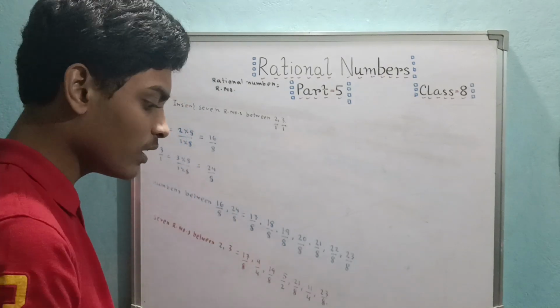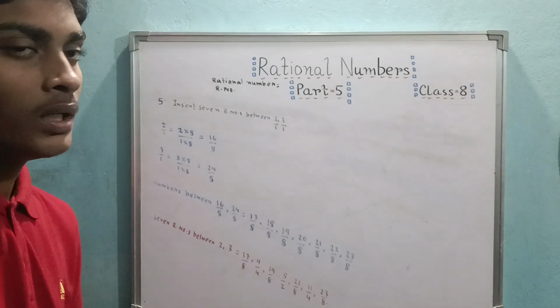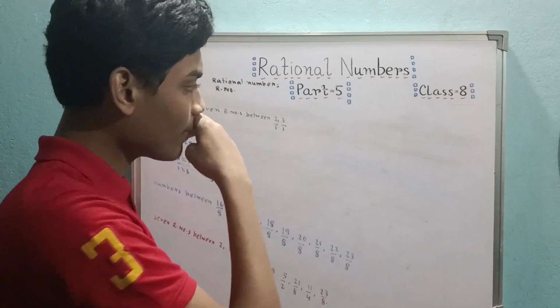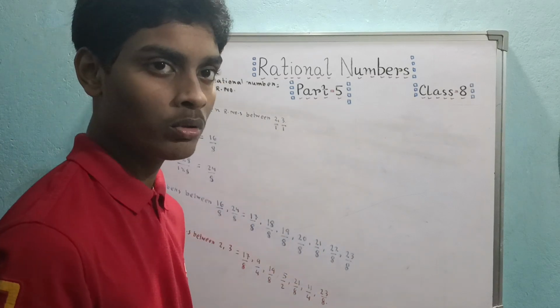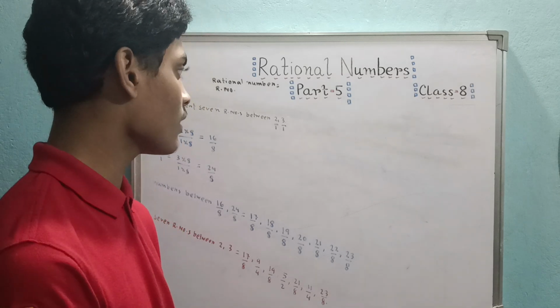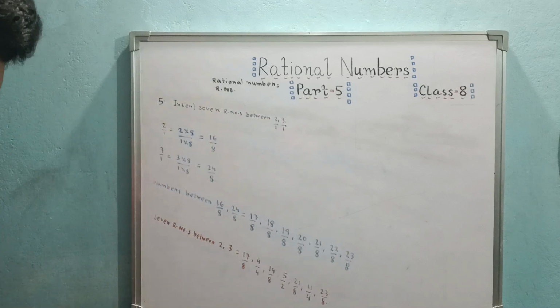See, if you are told to insert one rational number between 2 and 3, you can multiply the denominator and numerator by 2. Then you get 4 by 2 and 6 by 2. The number between 4 by 2 and 6 by 2 is 5 by 2. So here you get a rational number as well. So every sum like this can be solved using this process.